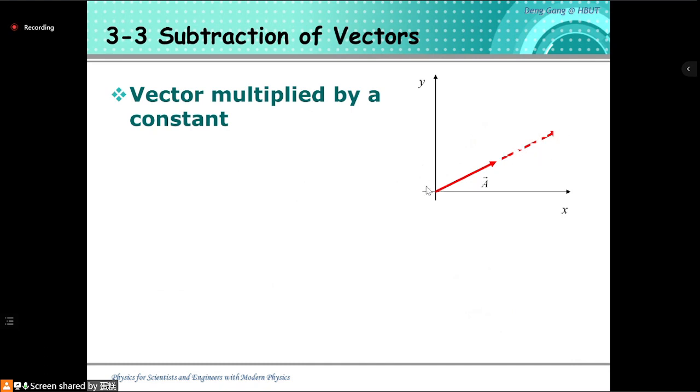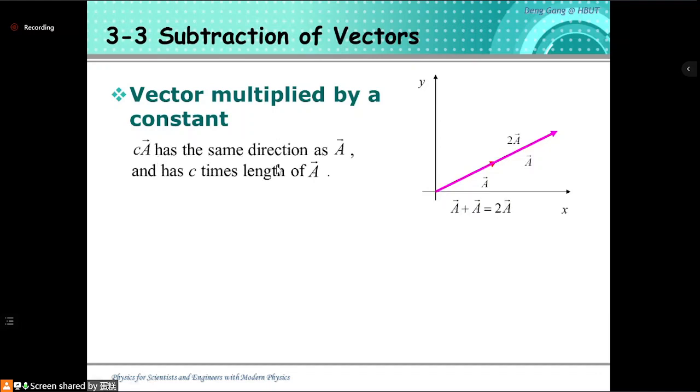The direction will not be changed, only the magnitude will double. So if a constant C times a vector A, it has the same direction as A, but C times the length of A. So a constant changes the length. By how many times? By this constant times.